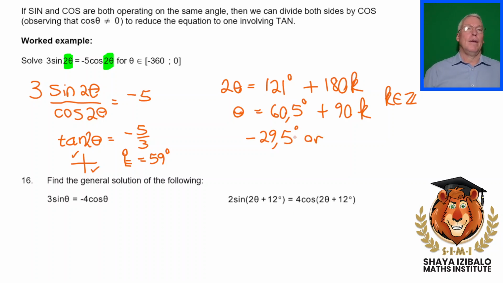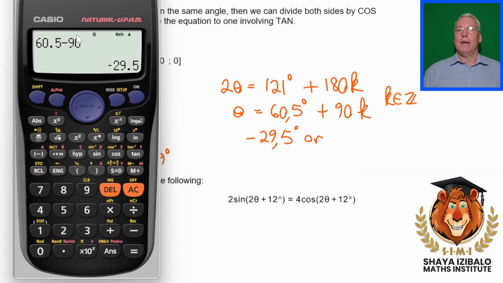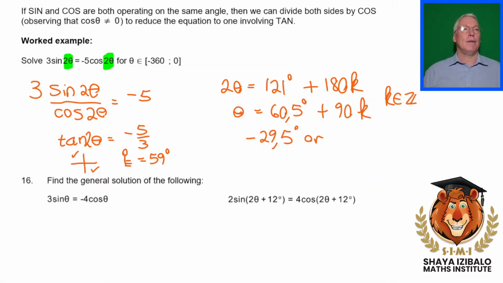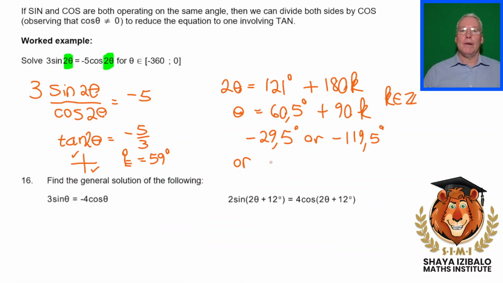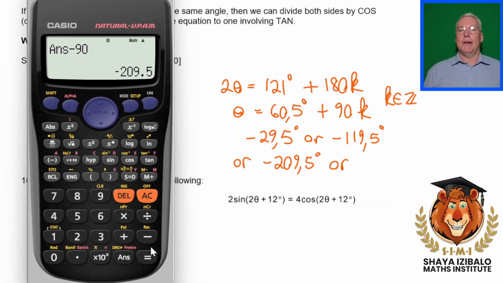Now, if we bring our calculator back and just minus another 90, we'll get the next answer. We're now at minus 119,5. Or let's minus another 90. We can just keep on going on our calculator. Minus another 90, and we get minus 209,5. Or let's minus another 90, so we just keep on going.